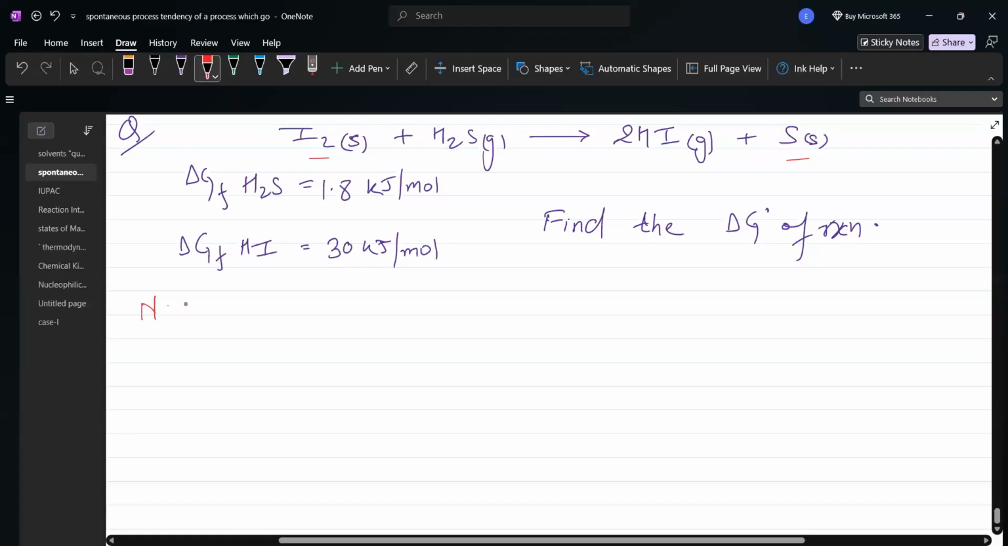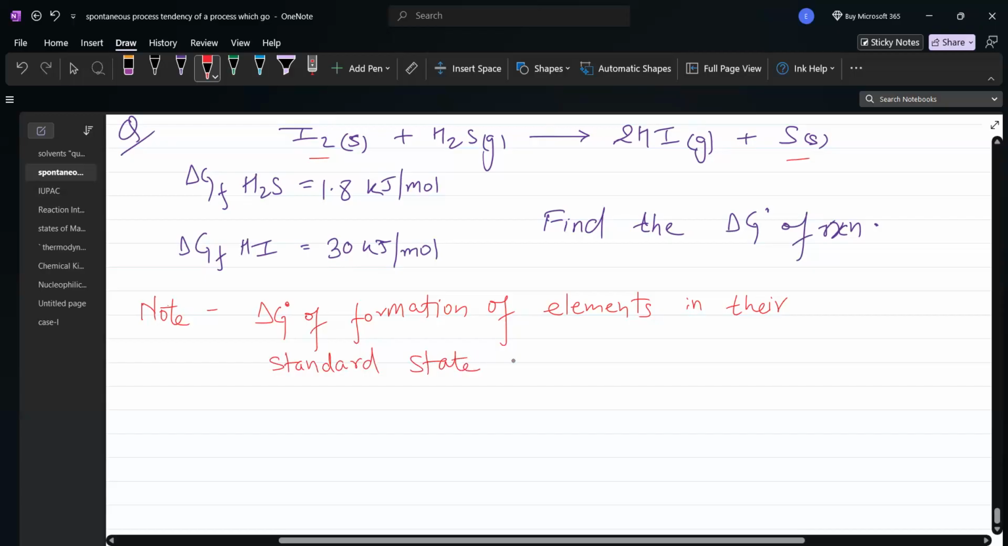So kindly make a note. Delta G of formation of elements in their standard state will be 0.